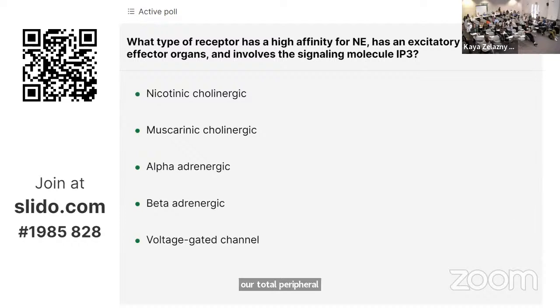So, having said that, this is part of why we're paying attention to some of our receptor types when we talked about autonomics. We have a receptor example here with a high affinity for norepinephrine. It has an excitatory effect on its effector organs, and it involves the signaling molecule IP3. So do we remember what type of receptor we're talking about here?